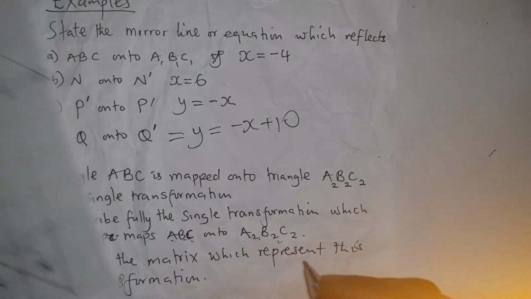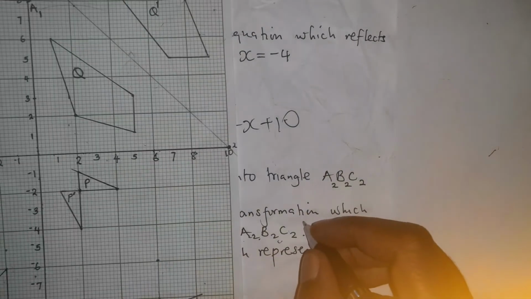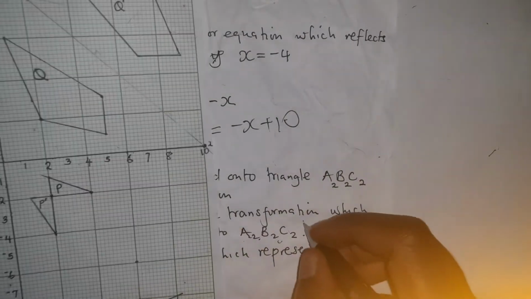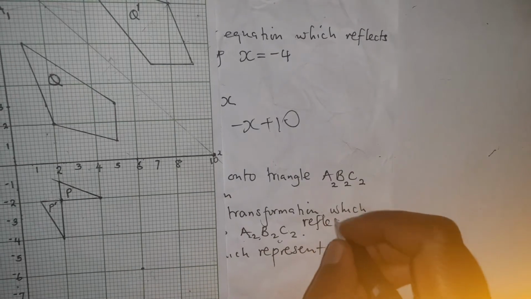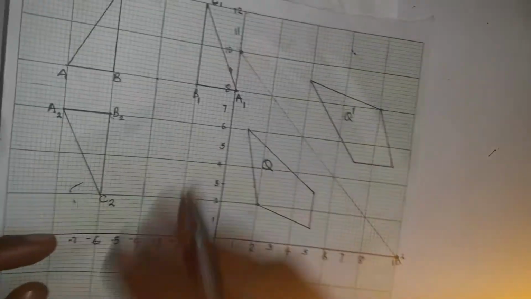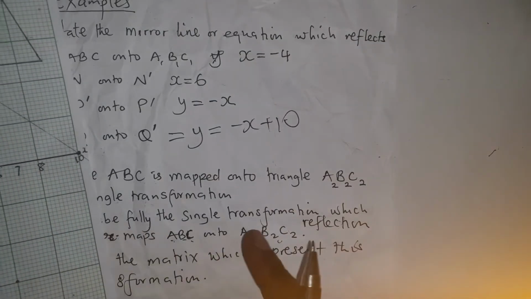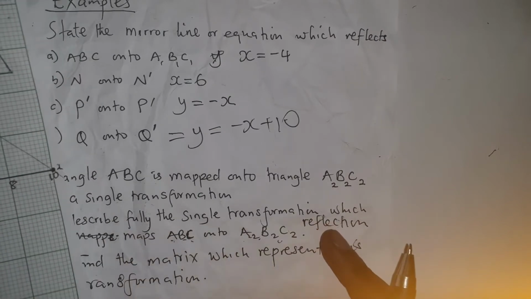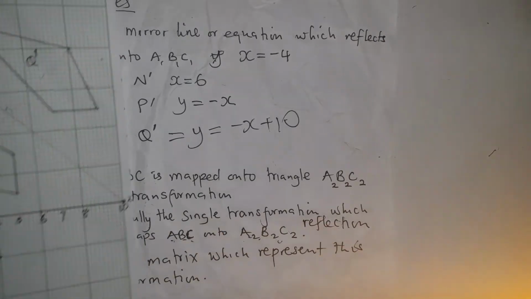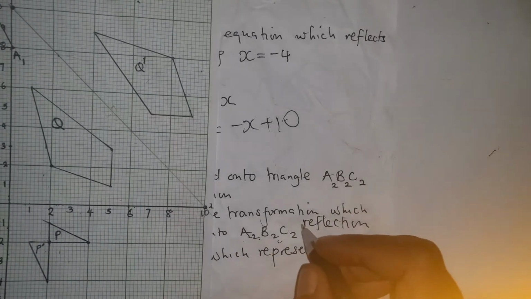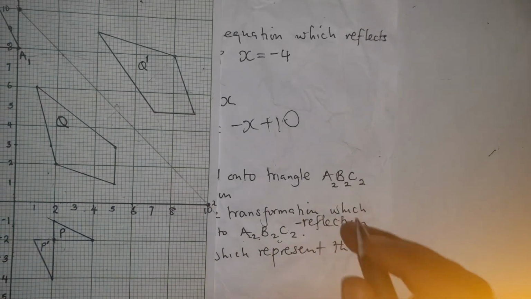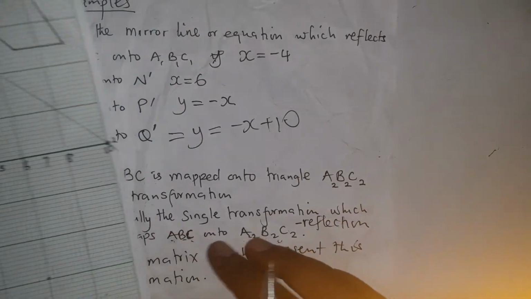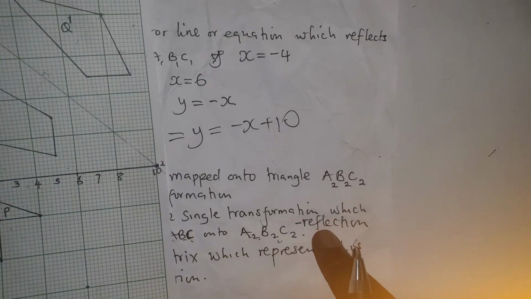So the first point that we are going to state here is the transformation. What is it? It's reflection. You need to write it because they have just said describe the single transformation. So we need to write that it is reflection. The word reflection should be there because they have not told us that it's reflection. So you start with reflection.